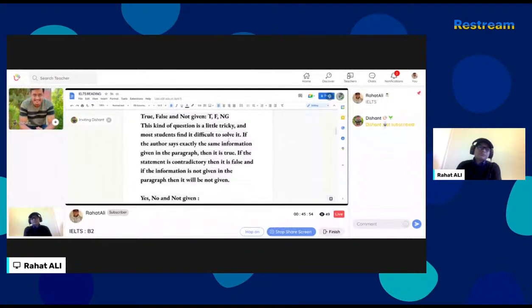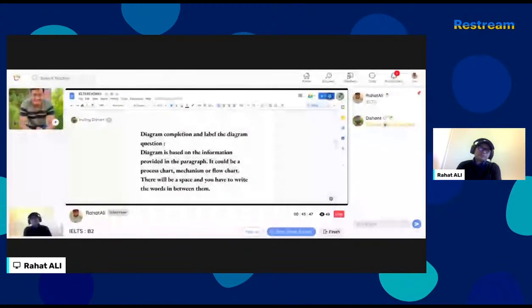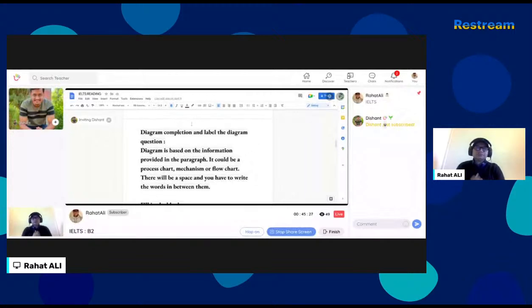Then diagram completion and label a diagram question. So that might be some paragraph or diagram or a photo or a process. Sometimes they can ask. The diagram is based on the information provided in the paragraph. It could be process chart, mechanism, or flow chart. There is space and you have to write the words in between them.